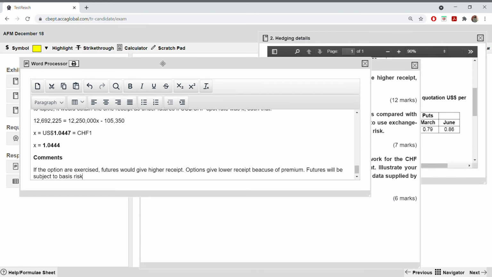What is the basis risk? You don't have to write it, but the basis risk is the difference between the future price and the spot rate. It may not decrease linearly as the future approaches maturity, as assumed in the above calculations. Subject to basis risk. May not decrease linearly as mentioned above.